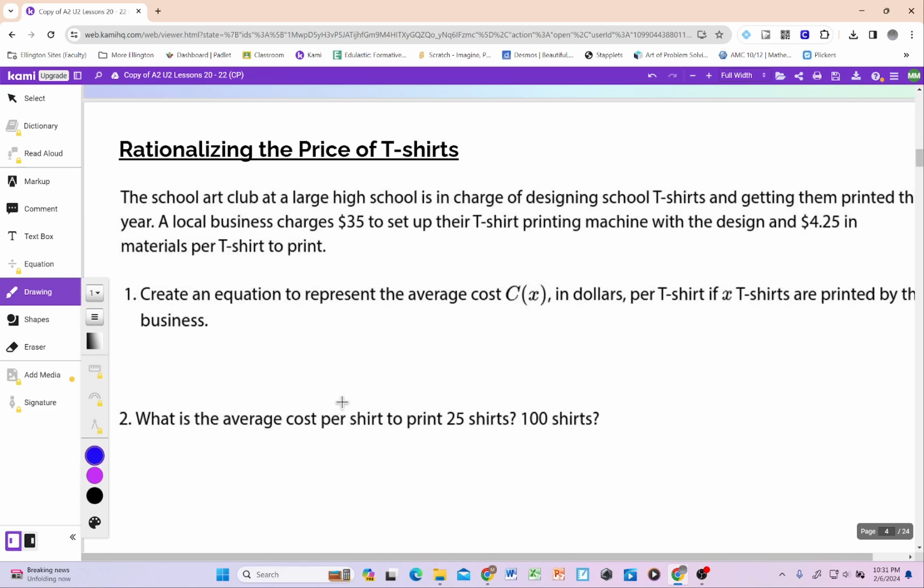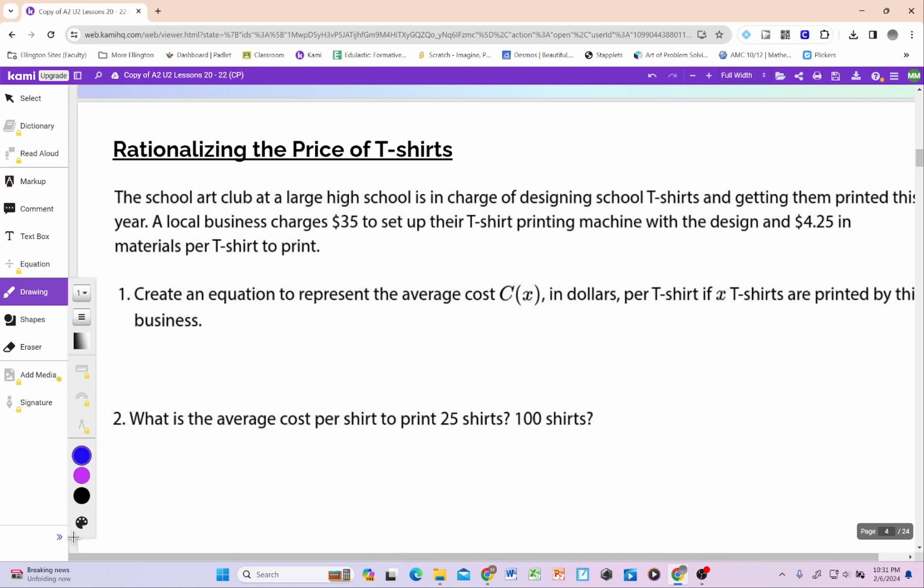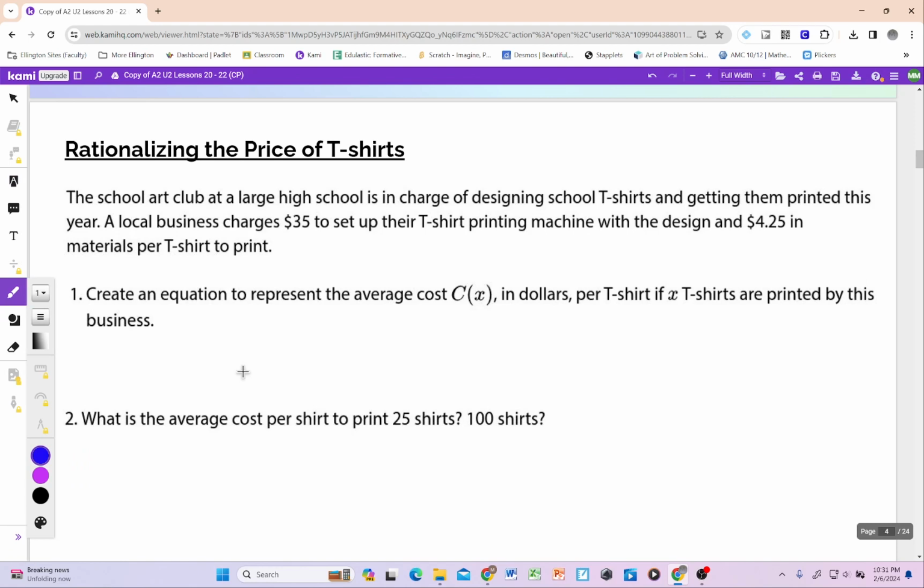Okay, so now let's get started with the actual content of the lesson. So, all right, it looks like we're cut off just a little bit. So let me just put it back. Perfect, there we go. All right, rationalizing the price of t-shirts.